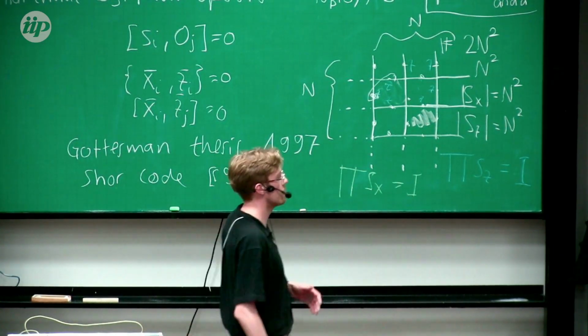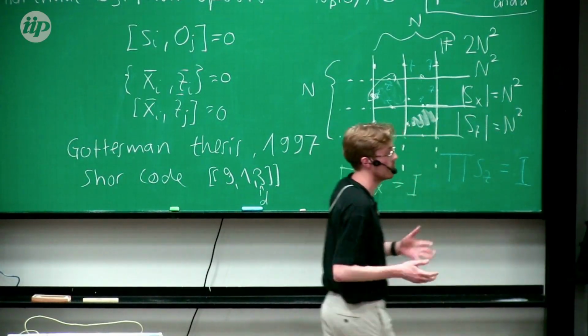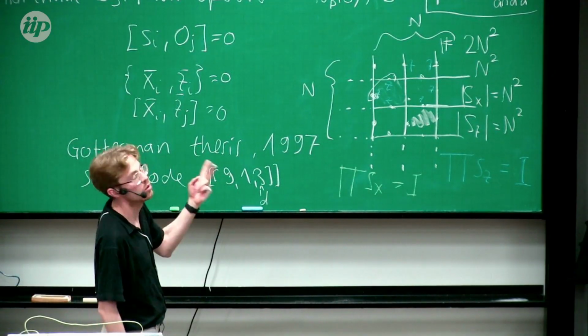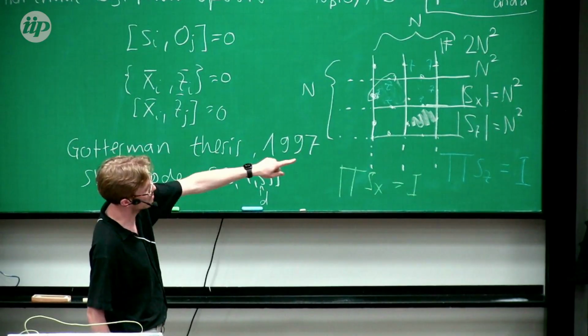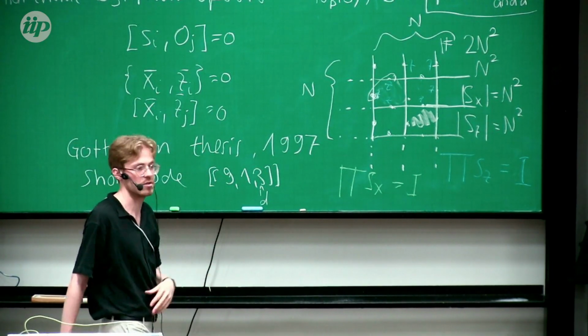So it's only n squared minus 1 independent X and n squared minus 1 independent Z stabilizers. So there's enough space in order to encode 2 logical qubits. Because now we have 2n squared minus n squared minus 1 minus n squared minus 1, which is 2. So ground state degeneracy of 2.